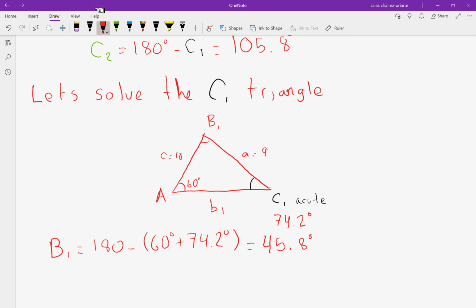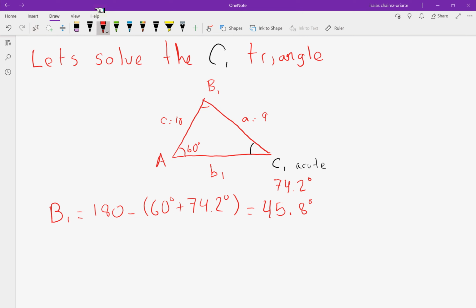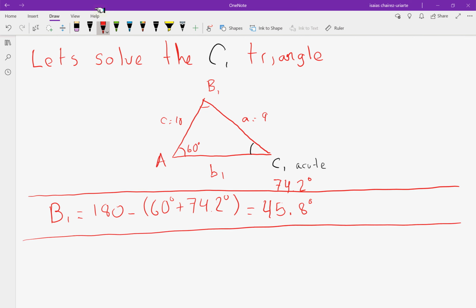So I know B1, yeah? It's 45.8. So now, let me put a little line right here. So we found B1. Let me find the side length B1.